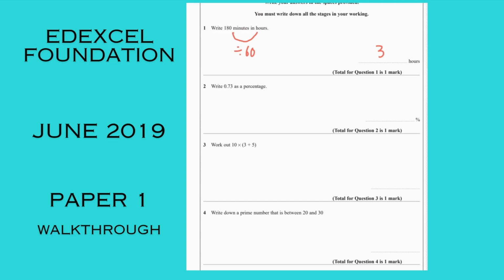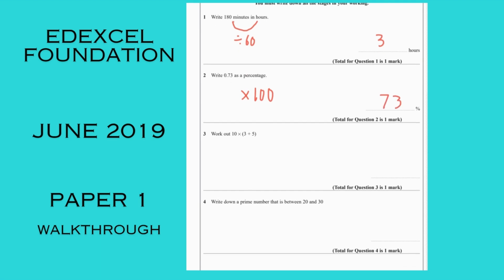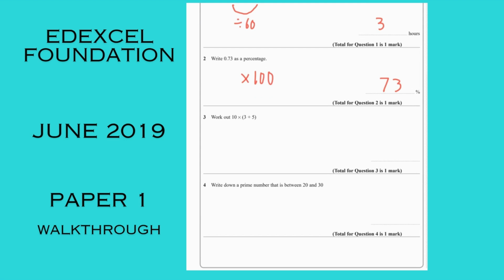To change a decimal into a percentage, it's multiplied by 100 to give us 73%. Next, we have good old BIDMAS. Brackets come first to get the 8, leaving you with 10 times 8 to get the 80. Write down a prime number.